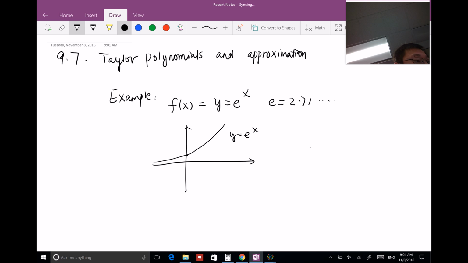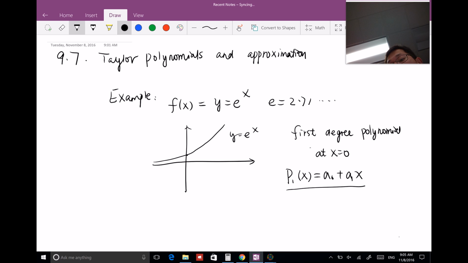First degree polynomial at x equals 0. So basically first degree means the function is P1, a polynomial of first degree, P1(x) equals a0 plus a1x. Okay, it means I will use a first degree polynomial. It will use a linear function to approach the value at x equals 0. You can see the exponential function is an increasing function like this. Now I will use a linear function to approximate at 0.